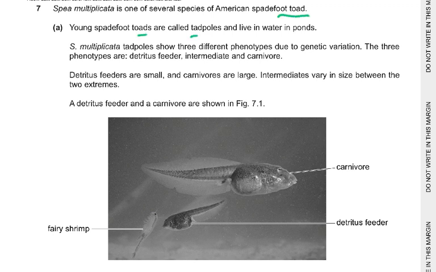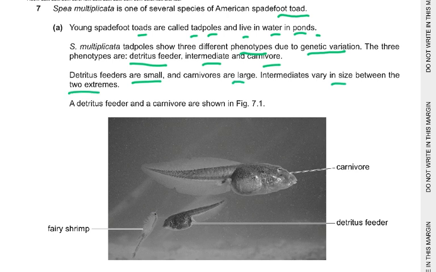Young spadefoot toads are called tadpoles and live in water in ponds. S. multiplicator tadpoles show three different phenotypes due to genetic variation. The three phenotypes are detritus feeder, intermediate, and carnivore. Detritus feeders are small, carnivores are large, and intermediates vary in size between the two extremes.